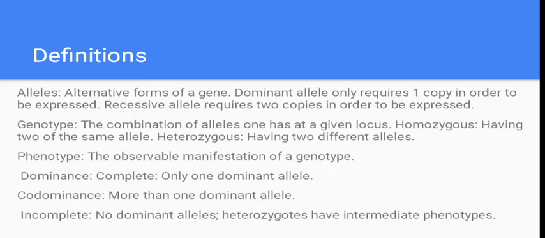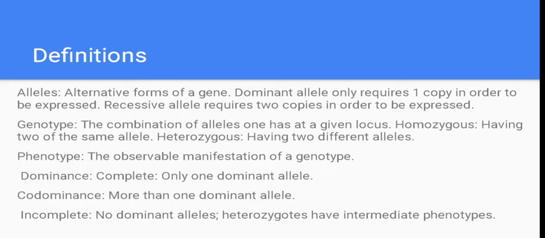A genotype is basically a combination of alleles one has at a given locus. Homozygous is having two of the same allele, heterozygous is having two different types of allele. Phenotype is your appearance, basically. The observable manifestation of a genotype is the definition of it, but it's basically how the person looks or what happens, like what appearance this genotype gives to something.